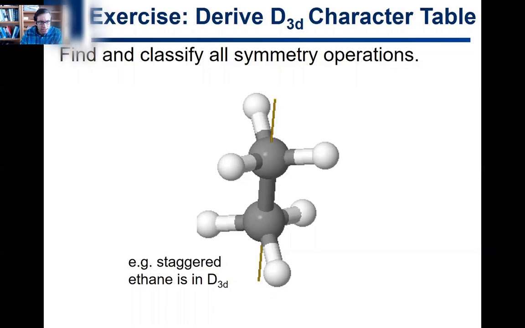So for D3d, staggered ethane, the conformation where it's staggered, the hydrogens are offset from each other. You can see this hydrogen doesn't line up with that hydrogen. The other word you may remember from organic chemistry is eclipsed, where the two hydrogens are in line. So staggered ethane is the D3d point group, eclipsed is actually D3h. But anyway, we're going to find all the symmetry operations.